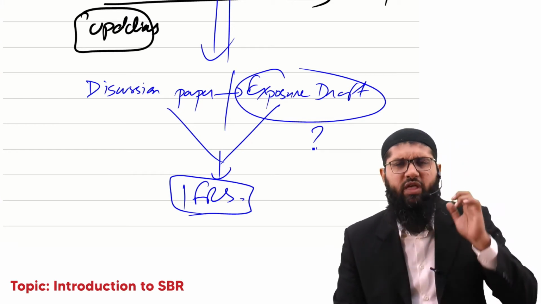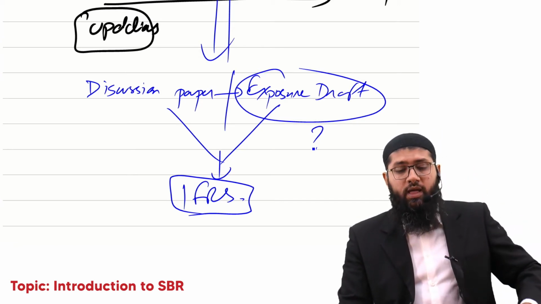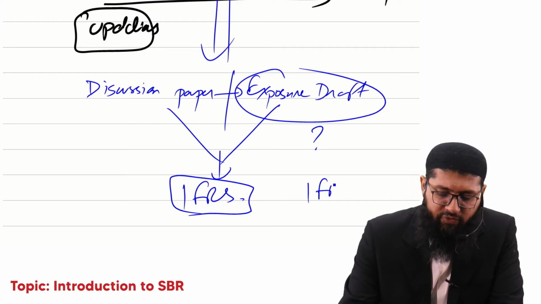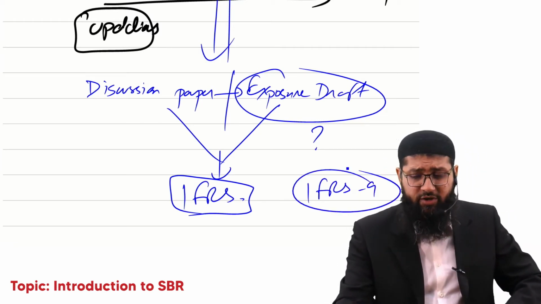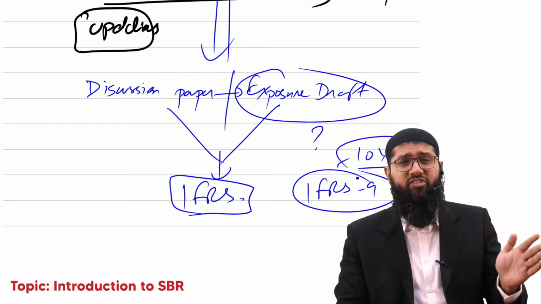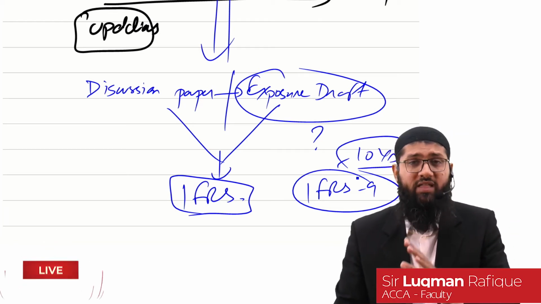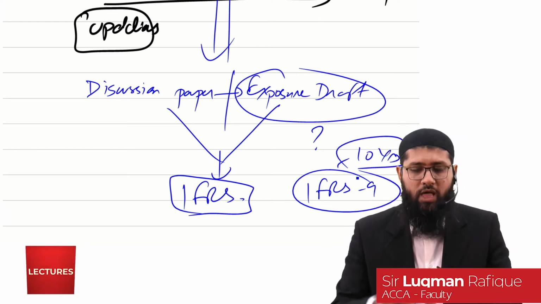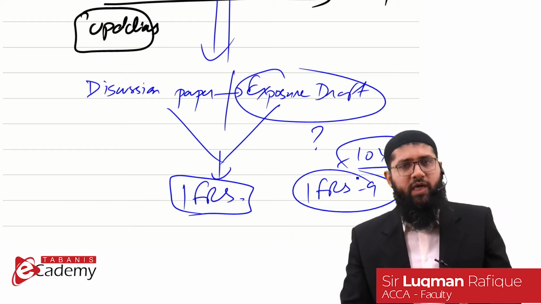There's a lengthy process. You don't get an accounting standard to be set within one day. The accounting standard for financial instruments, which is IFRS 9, was published in stages, and it took almost 10 years to change this from IAS 39 to IFRS 9. Almost 10 years. Can you imagine 10 years? Now, so how is it relevant for us at SBR?